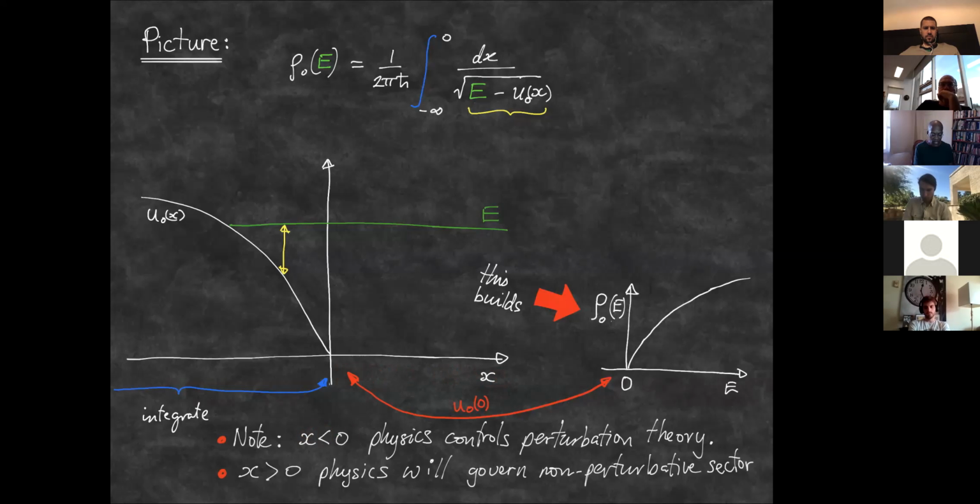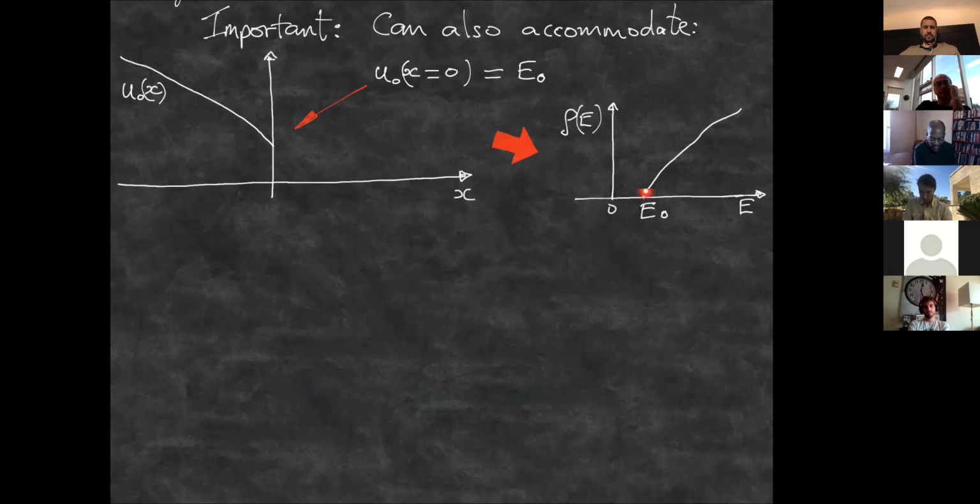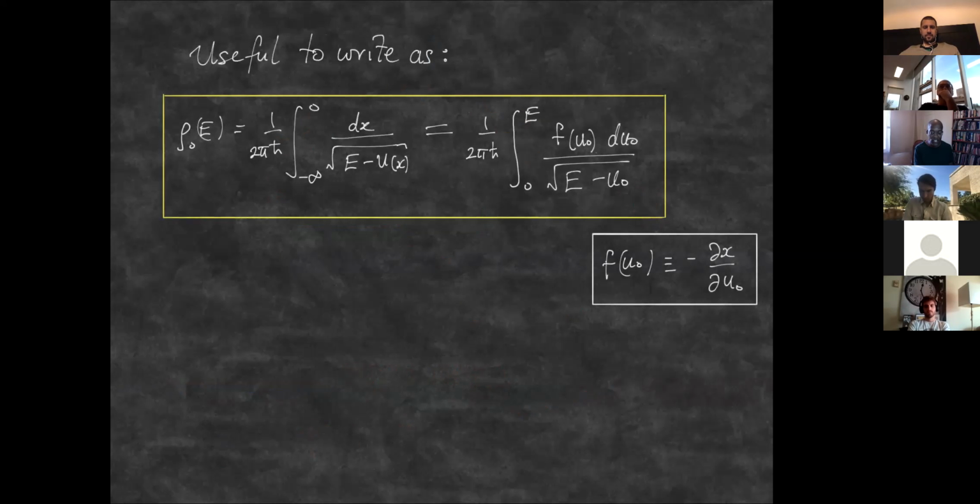It's important to note that I can also accommodate non-zero thresholds. And that essentially is, if I have U at X equals zero being non-zero, then that will define some threshold energy E zero. And essentially the same structure works. Now, I'm going to, for later purposes, instead of using X, an X integral, I can instead use U zero as my independent variable in the integral, at the expense of this Jacobian F, and write an integral like that.